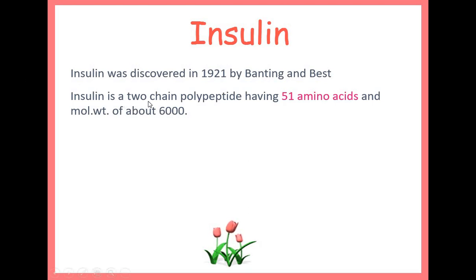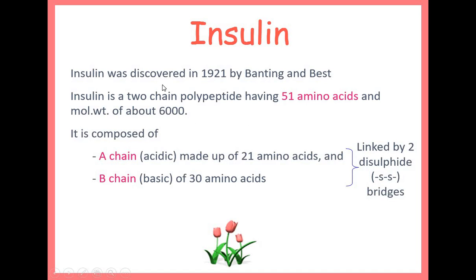It is basically composed of two chains. It is a polypeptide, and these chains have 51 amino acids. The molecular weight is somewhere around 6000 Dalton. These two chains are A chain and B chain. The terminology is because one is acidic, that's why it is A chain, and the other is basic, that's why B chain. The A chain is made up of 21 amino acids, and the B chain is made up of 30. So 21 plus 30, total 51 amino acids.